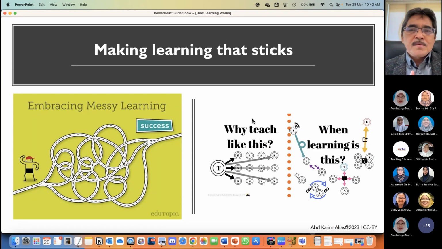Because to make learning really meaningful, to make learning that sticks, meaning that when they learn something, it sticks in their mind, they really internalize what they have learned. They are really able to use the knowledge. That is what makes learning meaningful and useful, learning that sticks even after many years, they still remember. Because learning by its nature is messy.